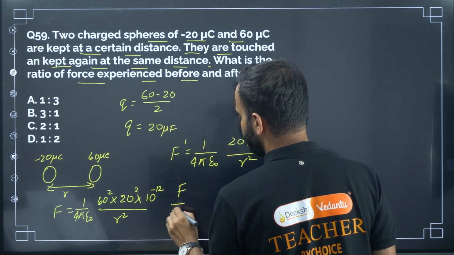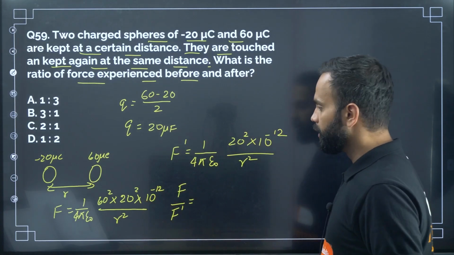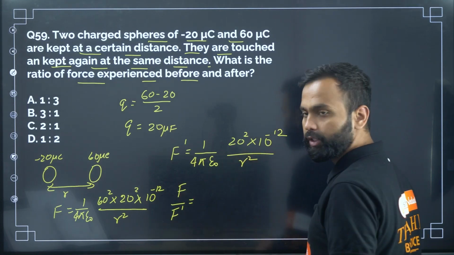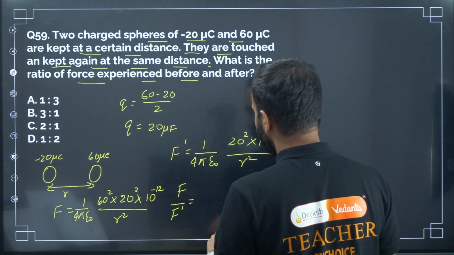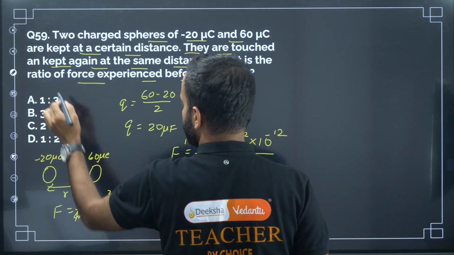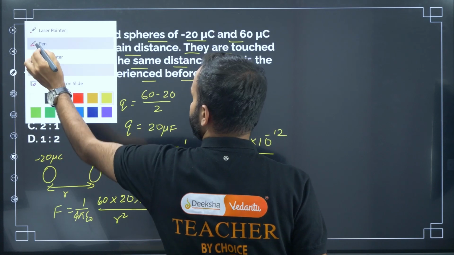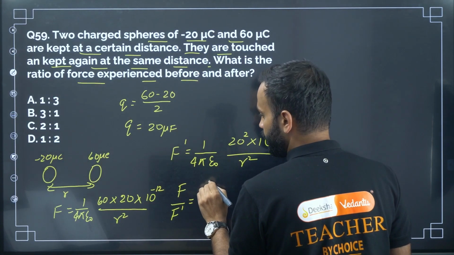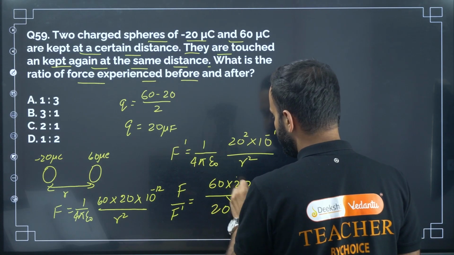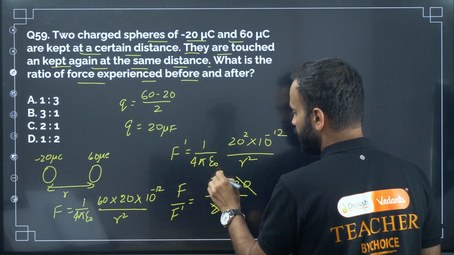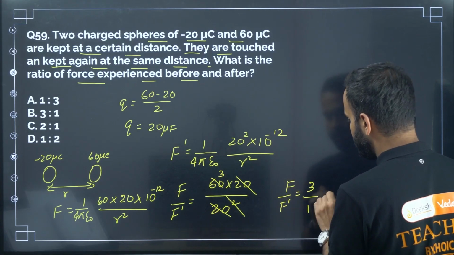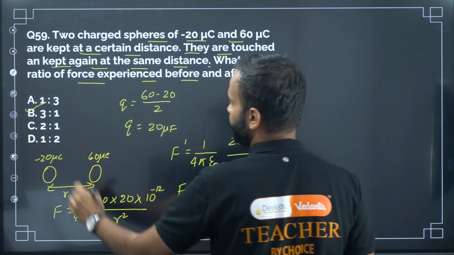So that is F divided by F dash equal to 1 by 4 pi epsilon naught. 1 by 4 pi epsilon naught will get cancelled. 1 by r square will also get cancelled. And 10 to the power minus 12, 10 to the power minus 12 will also get cancelled, right? So now here, sorry, this is 60 into 20, okay, not 60 square into 20 square. So now 60 into 20 divided by 20 squared. So now 20 will get cancelled, 3 twos are 60. So now F divided by F dash is equal to 3 by 1, that is 3:1. So the correct option is B.